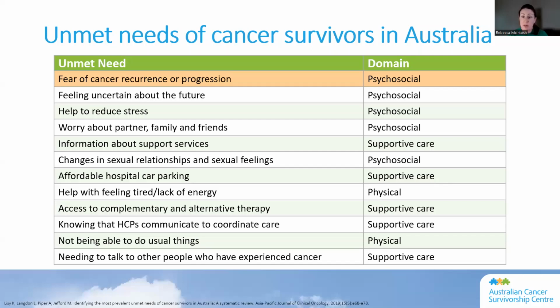Fear of cancer recurrence or progression is the most common unmet need, followed by feeling uncertain about the future, help to reduce stress, worry about partner, family and friends, information about support services. And let's not forget, unmet needs don't occur in isolation. Survivors may experience a number of unmet needs at any given time, having a cumulative effect on their health and well-being. Next, we'll move on to survivorship care, what this means and how it helps to support survivors in managing these issues and unmet needs we've just discussed.